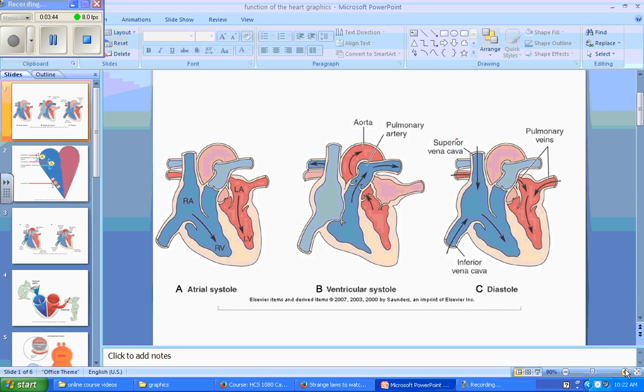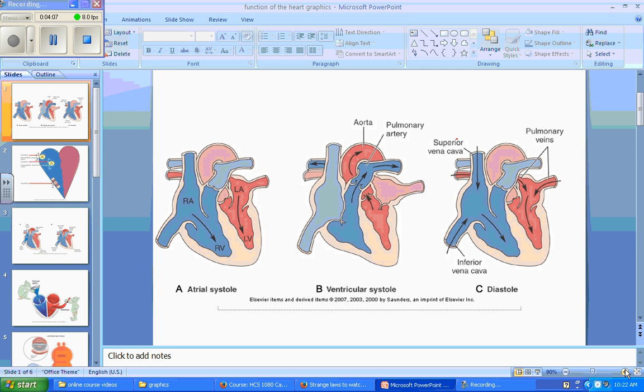impulse reaches the left and right bundle branches and the Purkinje fibers, the ventricles contract at the same time. That back pressure causes the cuspid valves between the atriums and the ventricles to close, and the semilunar valves between the ventricles and the pulmonary and aortic arteries to open up and allow the blood to be pushed downrange.